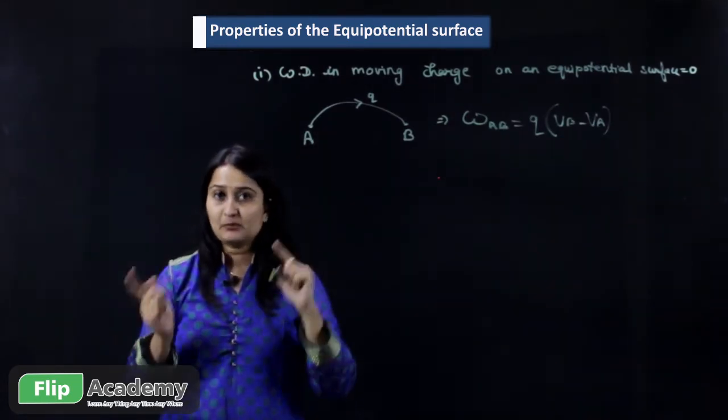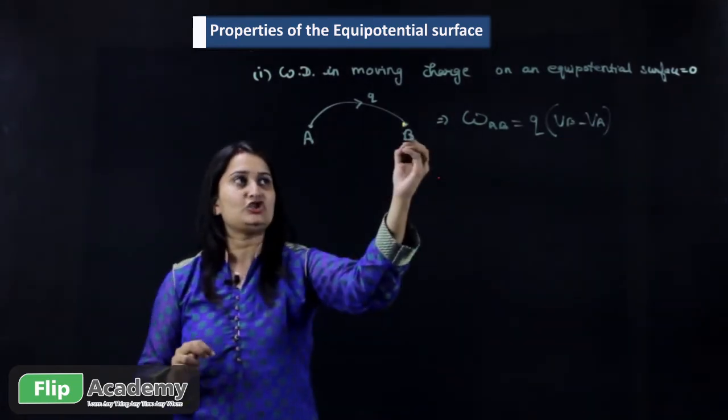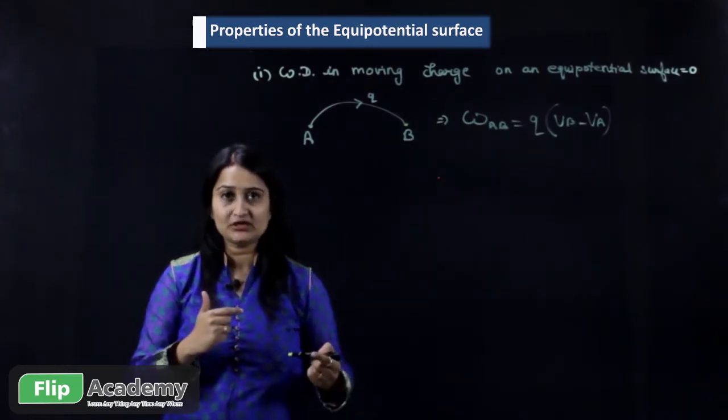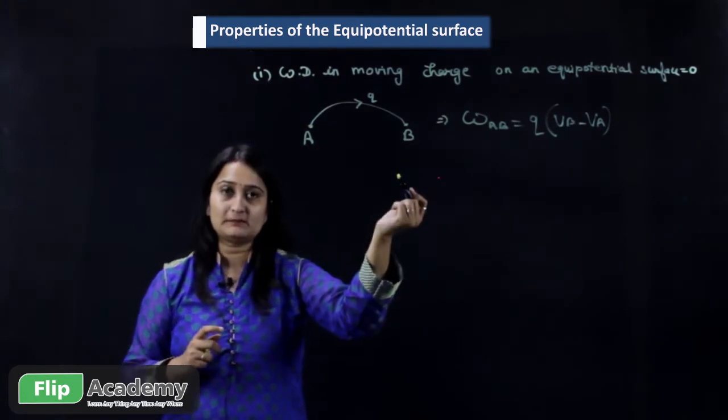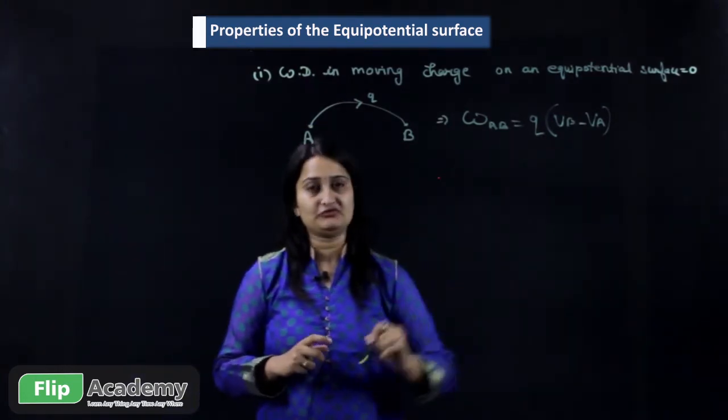Delta V means the potential difference. So in this condition, the B point is at higher potential and the A point is at lower potential because the charge moves from A to B. So it is VB minus VA.